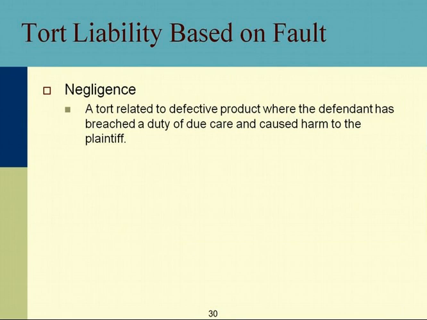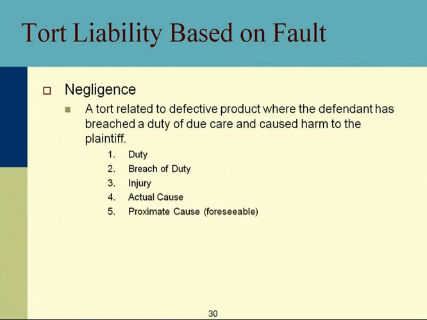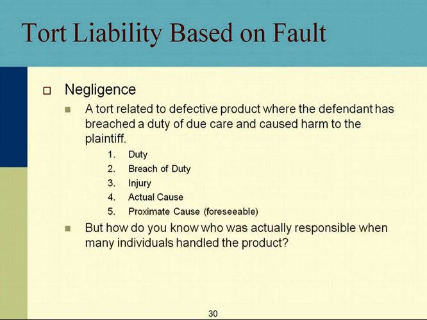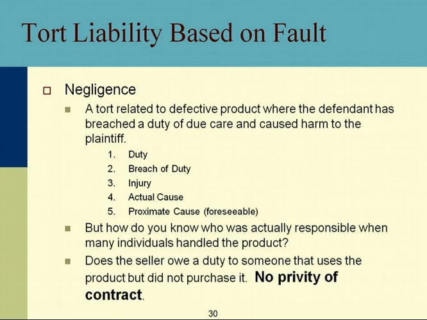Remember, under negligence, there had to be 5 elements to prove negligence. There had to be duty, breach of duty, there had to be injury, there had to be actual cause, and there had to be proximate cause. But how do you actually find out who was negligent in a product that goes through a series of hands? Because the user or the person injured may not even have purchased it.